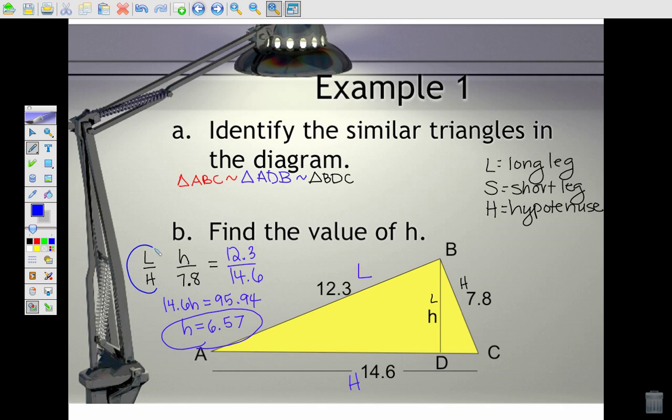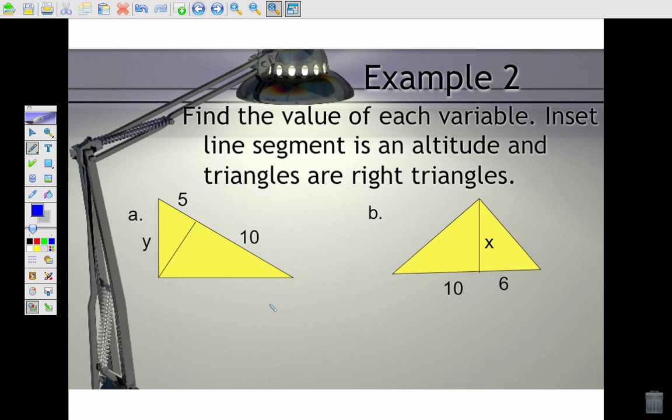Now that is not the only way to set up the ratio, that is just one way. And notice I put this out to the side so I could keep straight what I needed to match up to make sure I did it the same for both ratios. That's all you need to do. Let's look at another example.